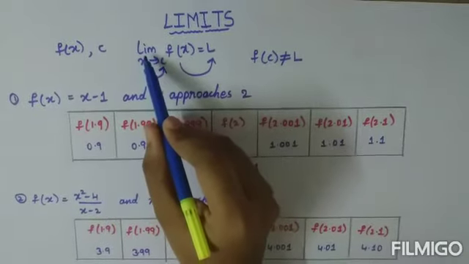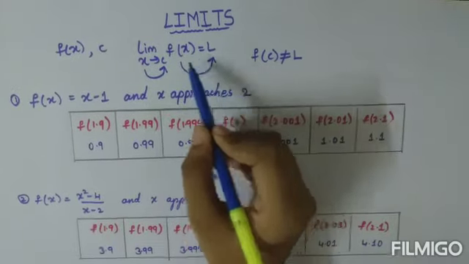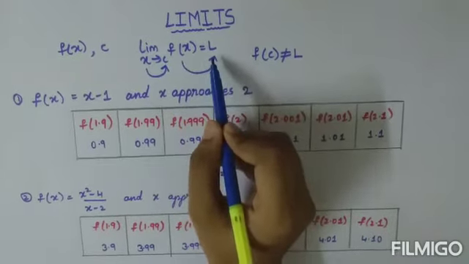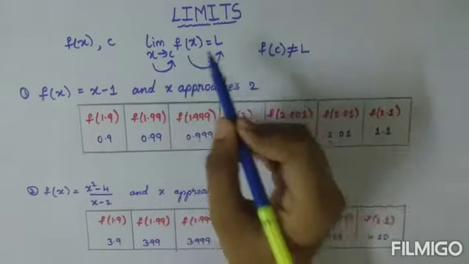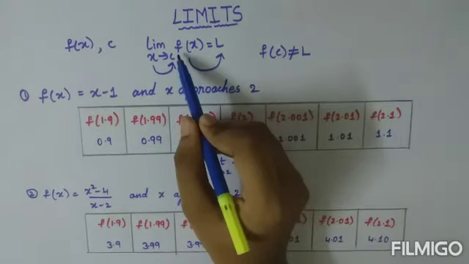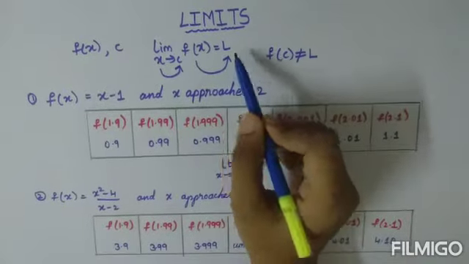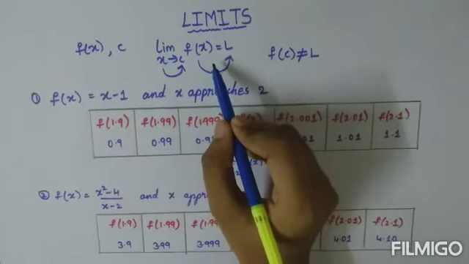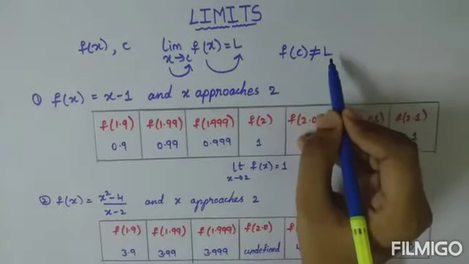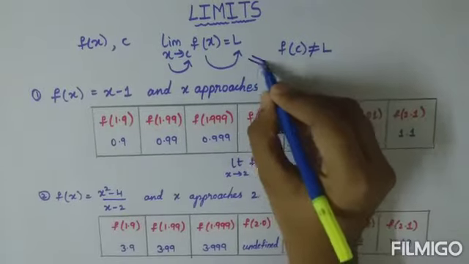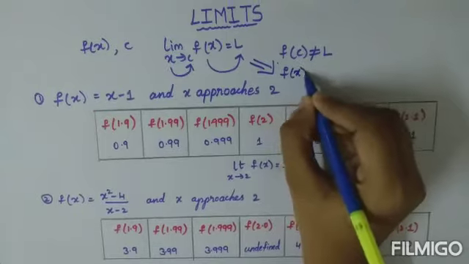The expression limit x tends to c f of x equal to L means that f of x can be as close to L as possible when we make x sufficiently close to c. In such case, we say that the limit of the function f of x as x approaches c is L. We have to remember that this statement is true even if f of c is not equal to L. Indeed, for this statement, we can also say that f of x need not be defined at c.